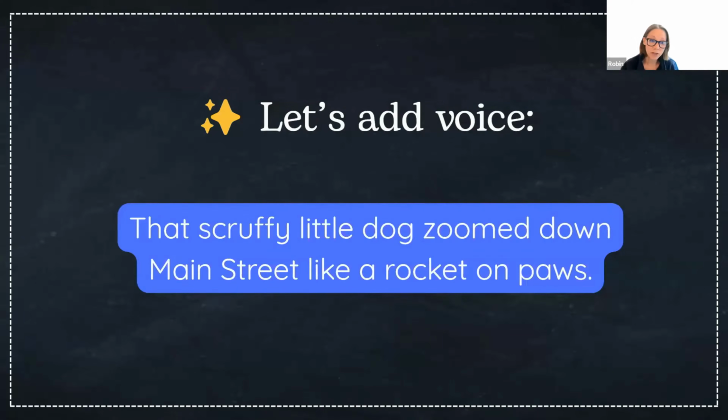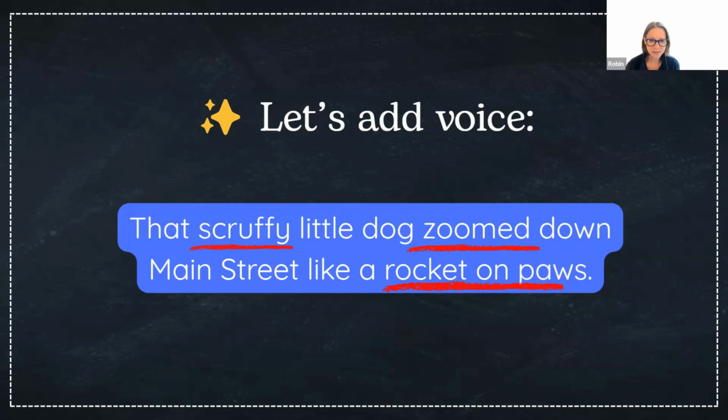That scruffy little dog zoomed down Main Street like a rocket on pause. A lot of cute stuff going on there. We added the word scruffy and changed the verb to zoomed and then said the dog was like a rocket on pause. Fantastic.